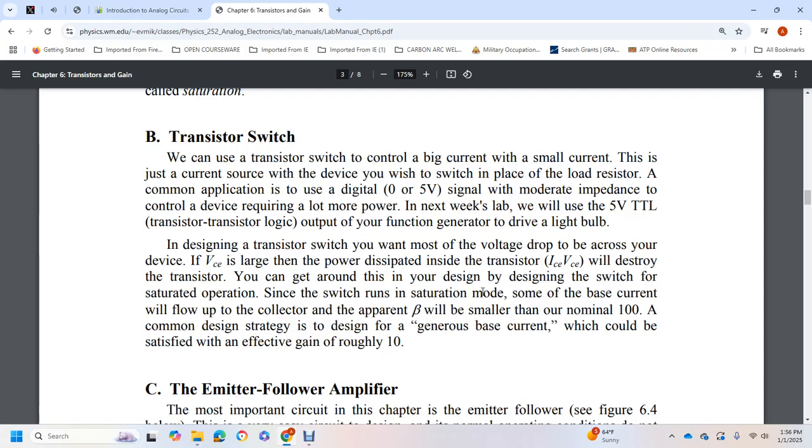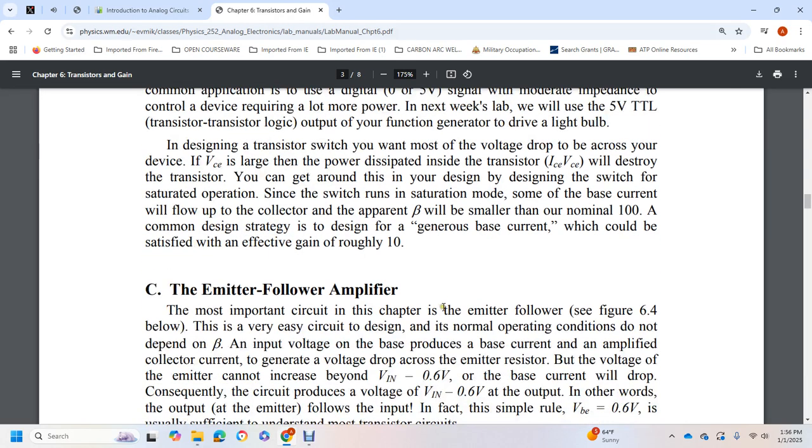If the collector-emitter voltage is large enough, the power dissipated inside the transistor, the collector-emitter voltage times the collector-emitter current, will destroy the transistor. You can get around this by designing the switch for saturated operation. In saturation mode, the base current drives the collector current, and the effective beta will be smaller than the nominal 100. A common design strategy is to use a generous base current, satisfied with an effective gain of roughly 10.